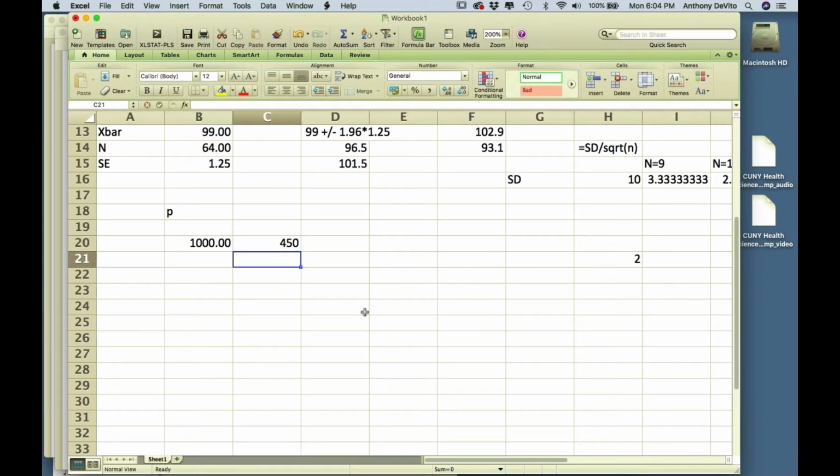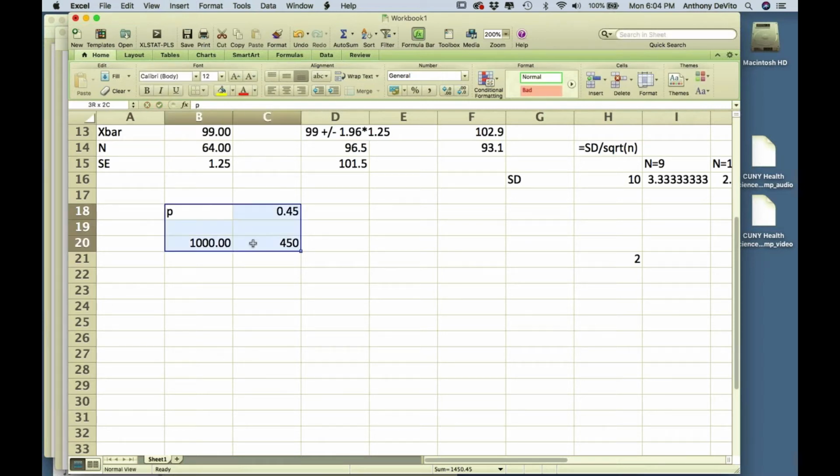And I asked you, what is the proportion of people in our sample who said they're going to vote in the next election? Our proportion is 450 over 1,000. In other words, 45% of the people we surveyed said they're going to vote in the next election.